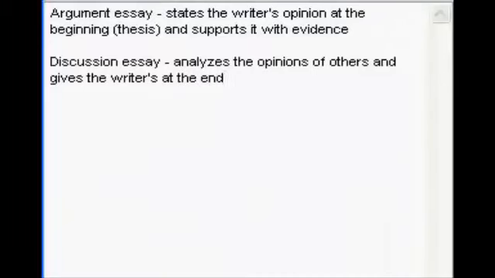Okay, so in a way, an argument essay and a discussion essay are kind of inverted versions of each other. In the argument essay, you're giving your opinion right at the beginning. You're saying, this is what I believe, and then the whole essay you're saying why you believe this. In a discussion essay, you're looking at the opinions of other people. So basically you're saying, I'm looking at this person's opinion, I'm looking at this person's opinion, and at the end you say which one you feel is stronger and which one you would agree with. So in a way you're not giving your opinion at all until the end of the essay.